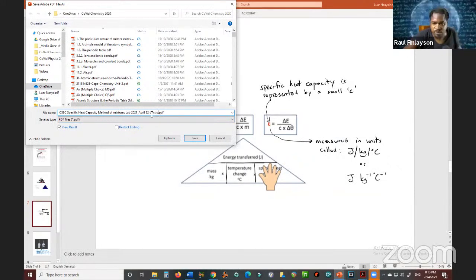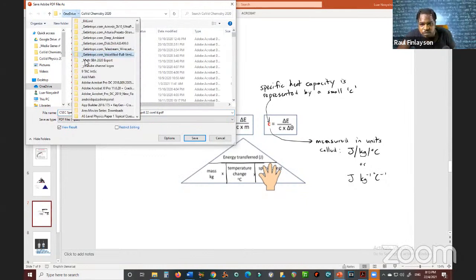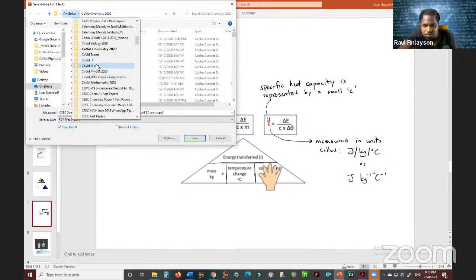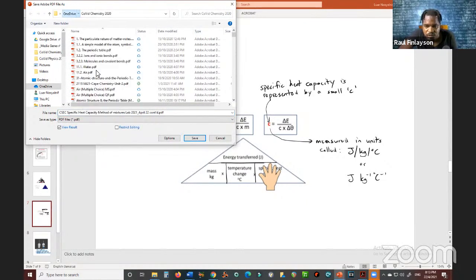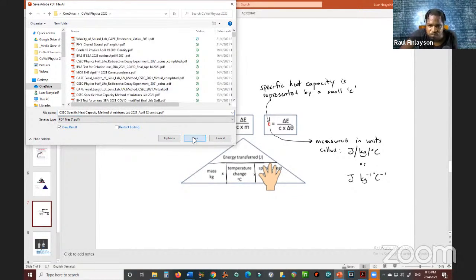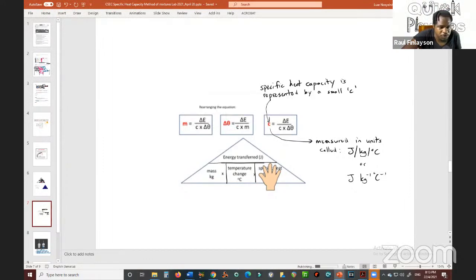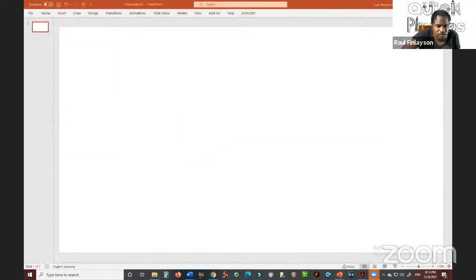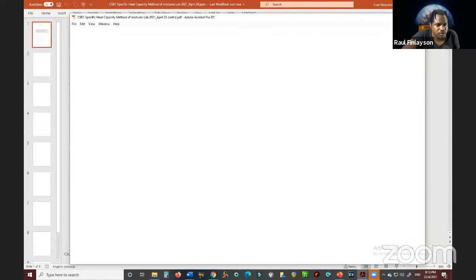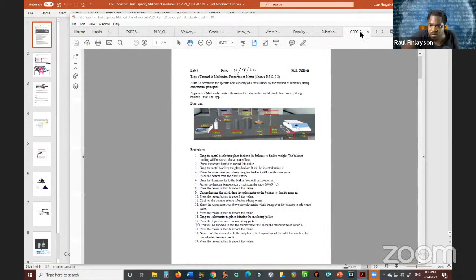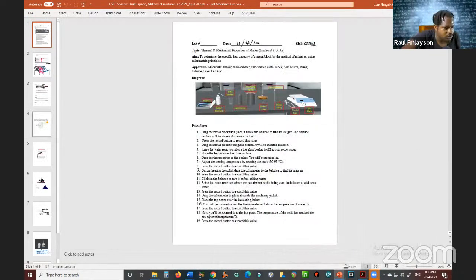All right, this should be not chemistry, but physics. Let's put that in the physics folder, and we're saving it. So in a few seconds now, this will be transferred into the group. And then you're going to let me know if you see it.